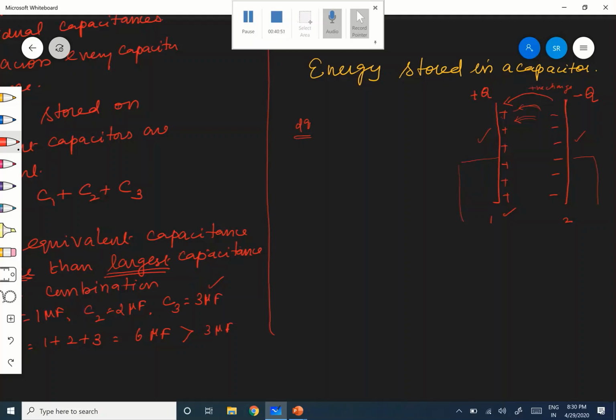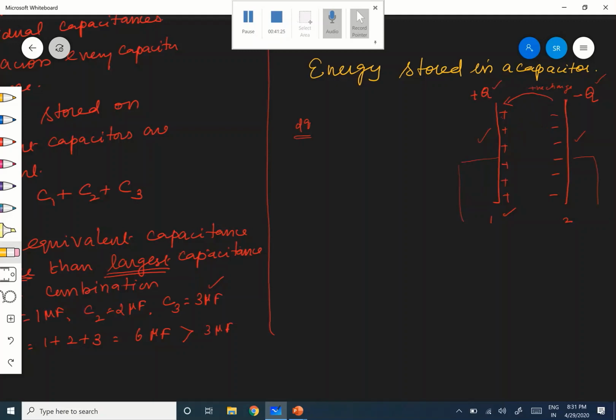Are you following? Okay, till what? My final goal is that the left plate should get plus Q and the second plate should get minus Q. Now, what is the meaning of charging? The charging process is going on. Slowly I am bringing the charge from the second plate and depositing it on the first plate. It is slowly going on.